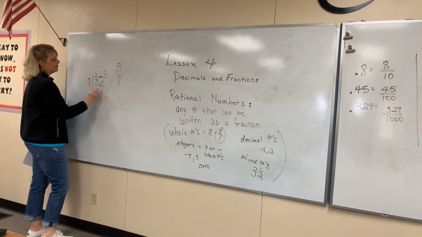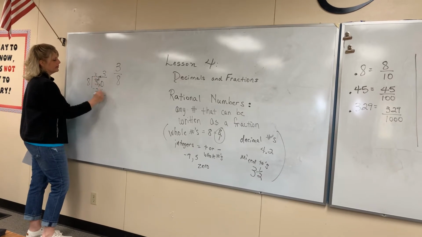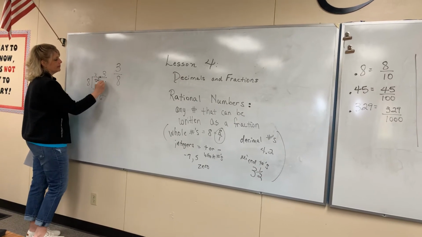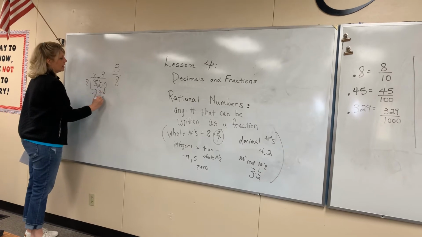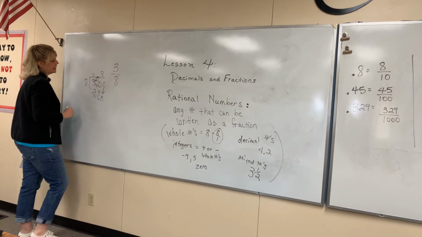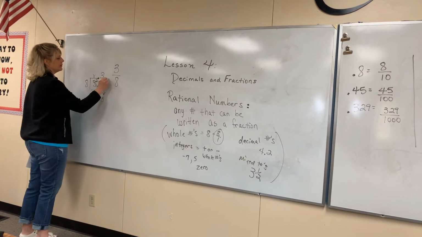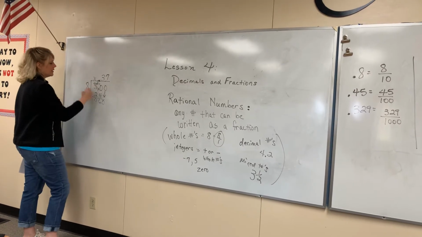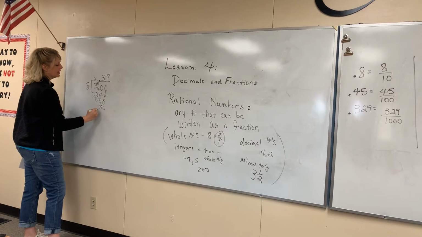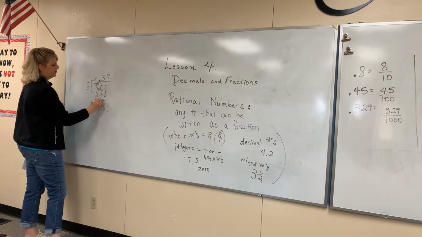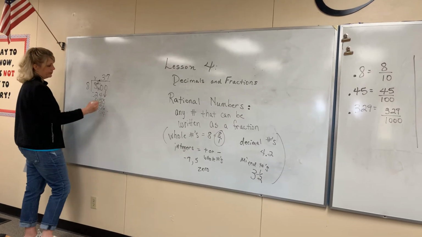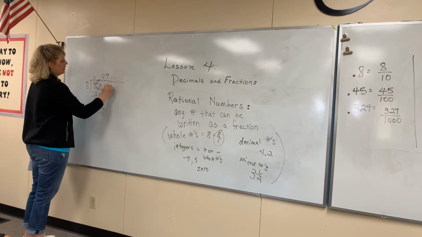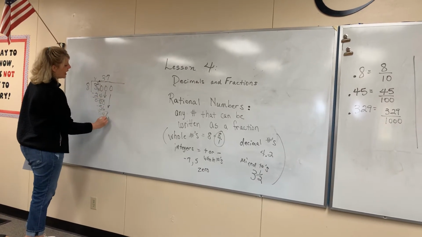That's 24. Subtract. You get 6. Add a 0. How many times does 8 go into 60? 7. Let me erase this real quick. This is going to be in my way. 7 times 8, 56. Subtract. Get 4. Let's add another 0, because I haven't seen anything happen yet.